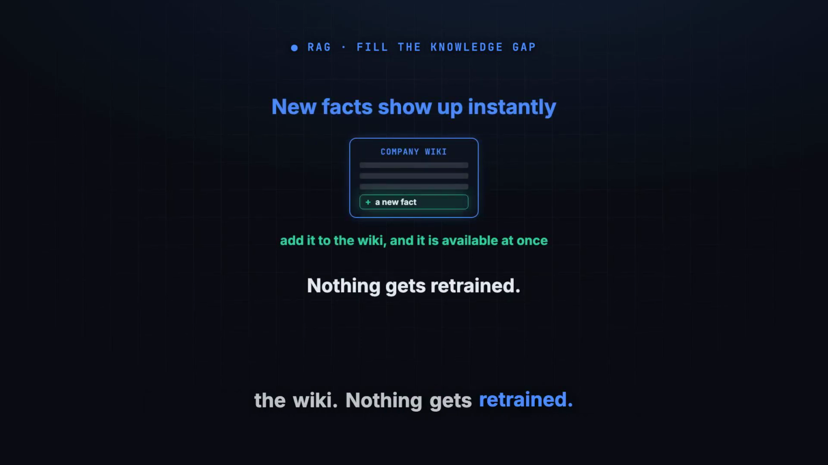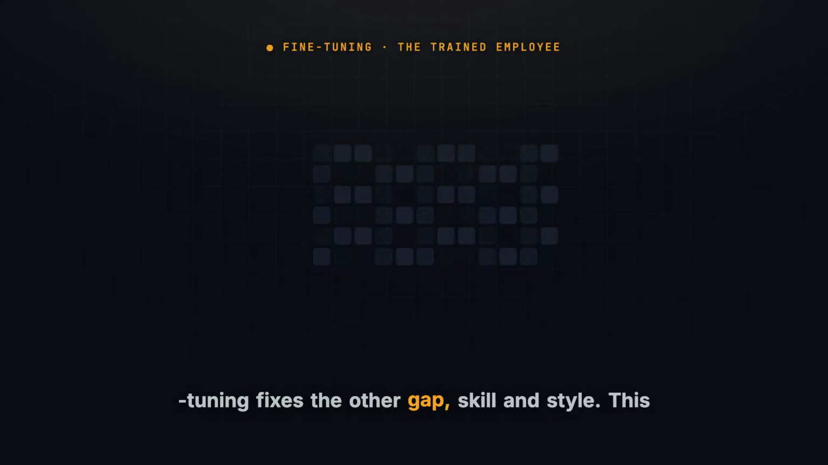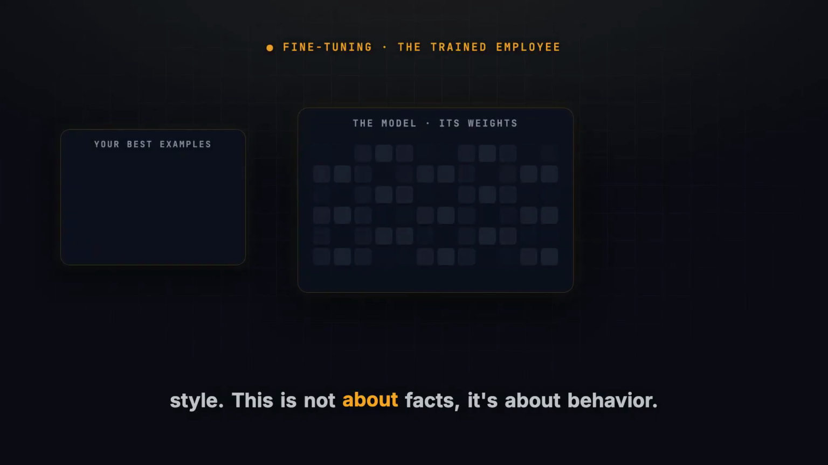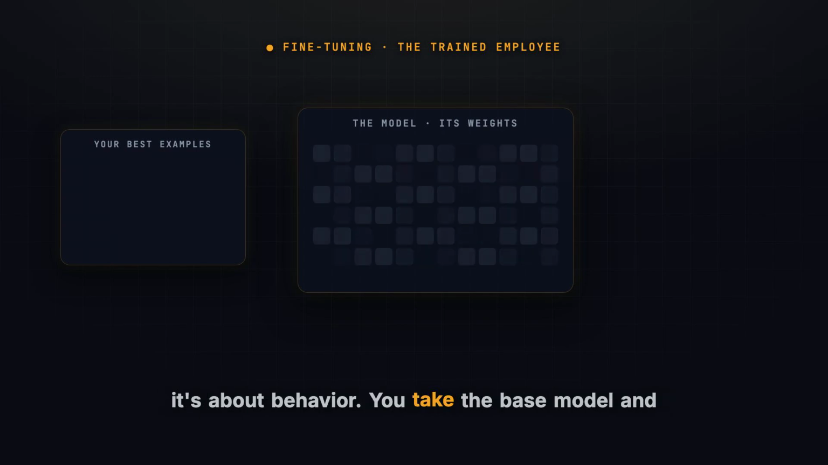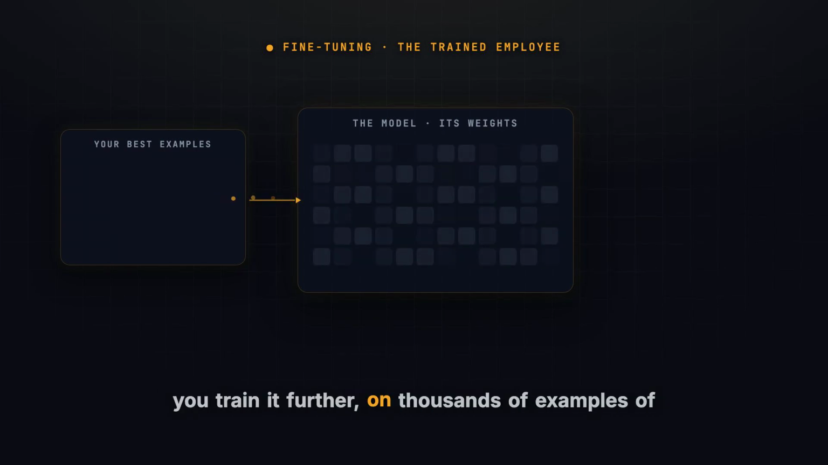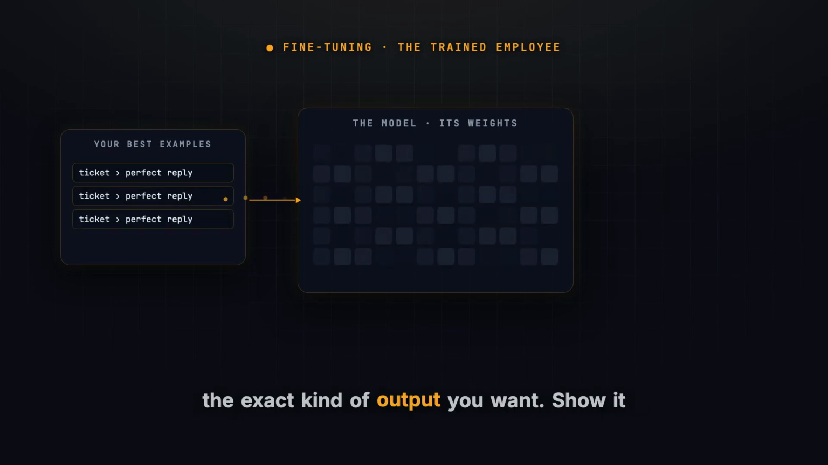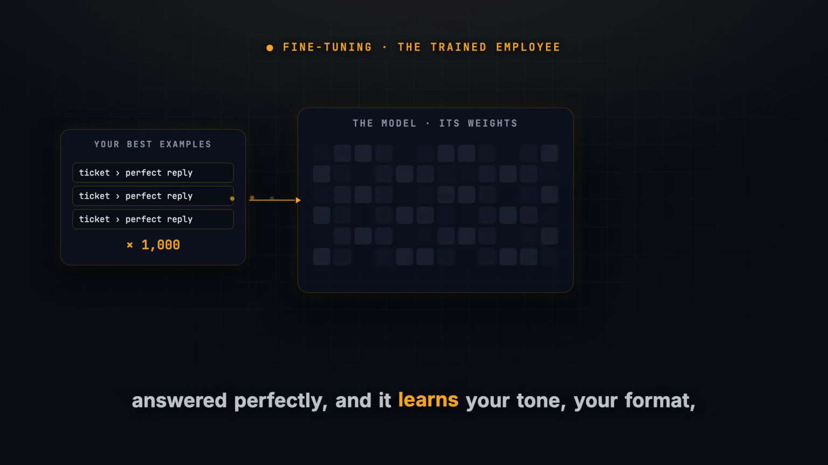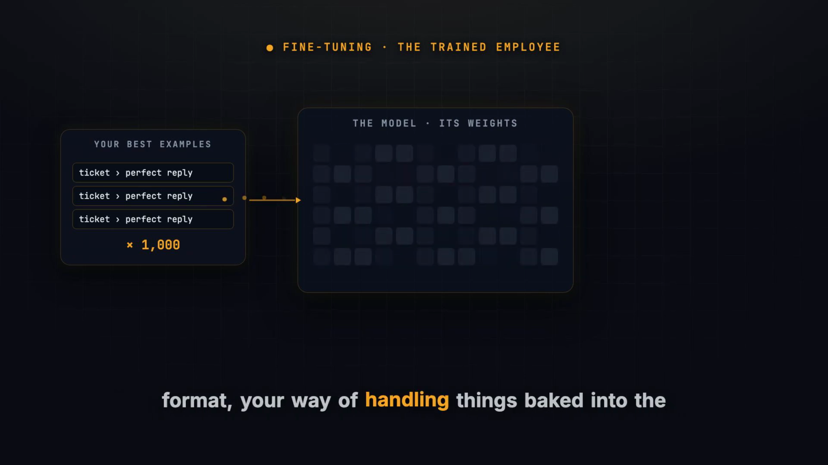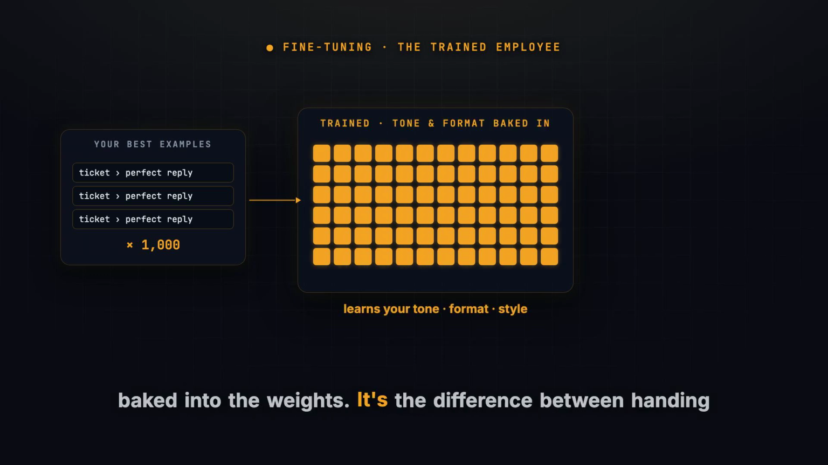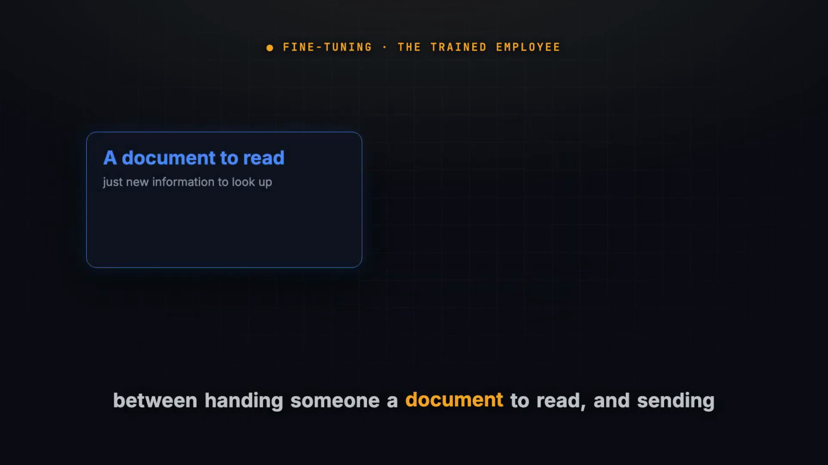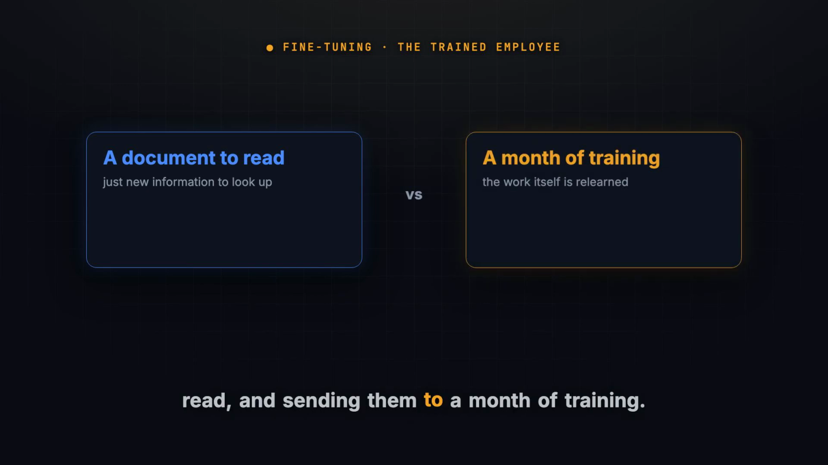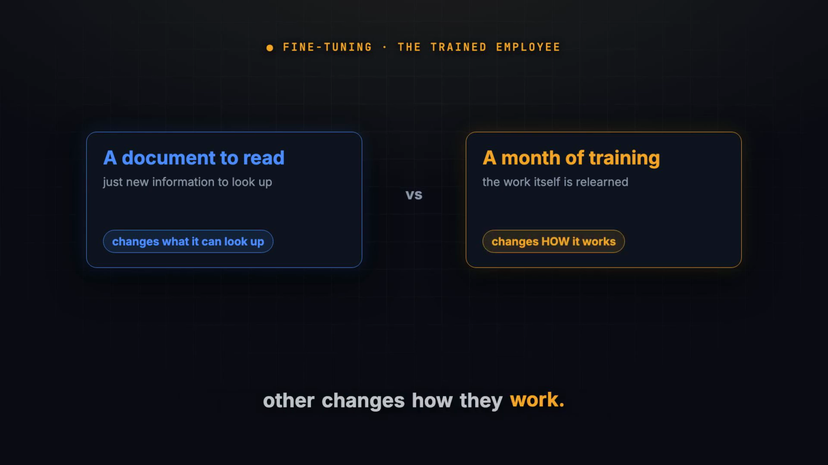Nothing gets retrained. Fine-tuning fixes the other gap, skill and style. This is not about facts, it's about behavior. You take the base model and you train it further, on thousands of examples of the exact kind of output you want. Show it 1,000 of your support tickets answered perfectly, and it learns your tone, your format, your way of handling things, baked into the weights. It's the difference between handing someone a document to read and sending them to a month of training. One changes what they can look up, the other changes how they work.